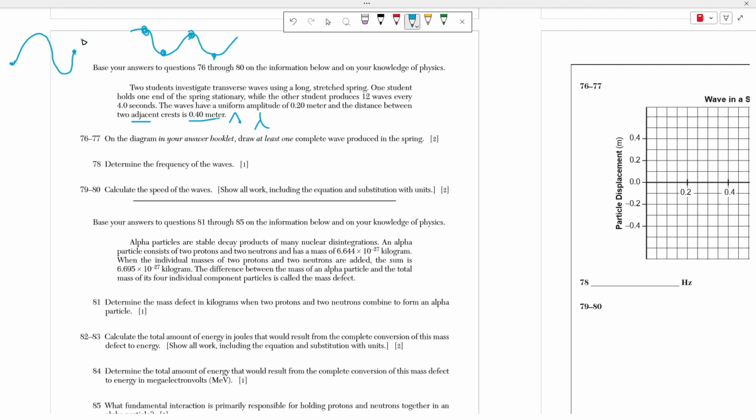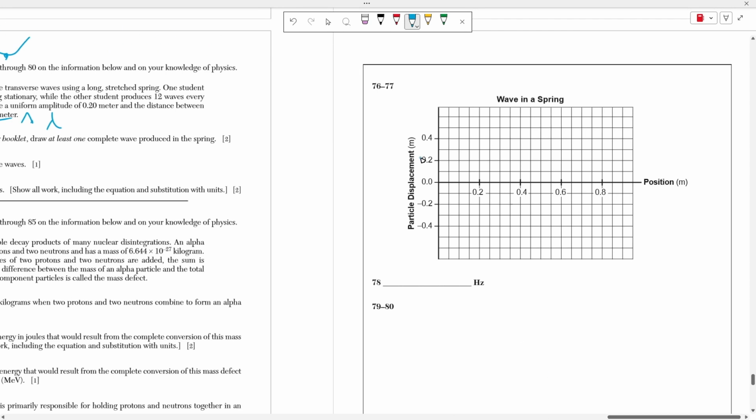Okay, so when you graph this, you can graph this in many ways, right? Way number one, you can graph the distance between two troughs. So you know that the amplitude is 0.2 meters, and you know that at a crest, that's going to be a positive displacement, right? That's going to be a positive amplitude. So your first point is at the first crest.